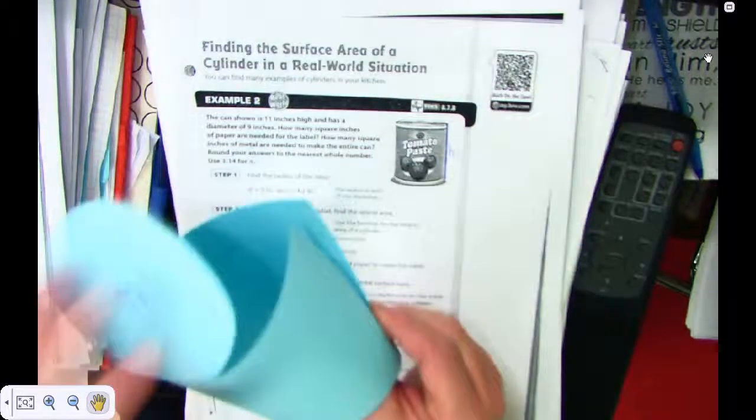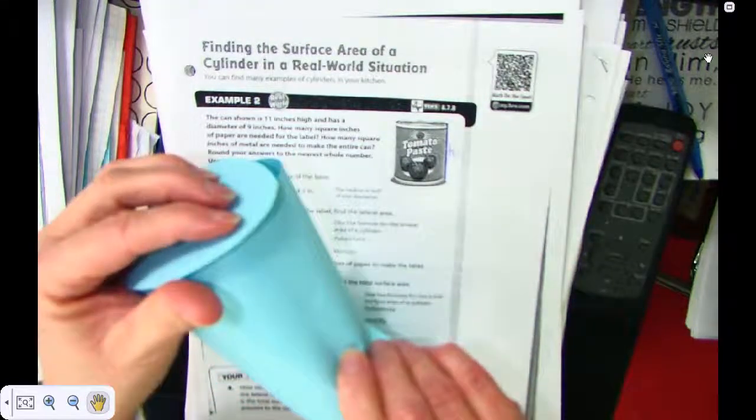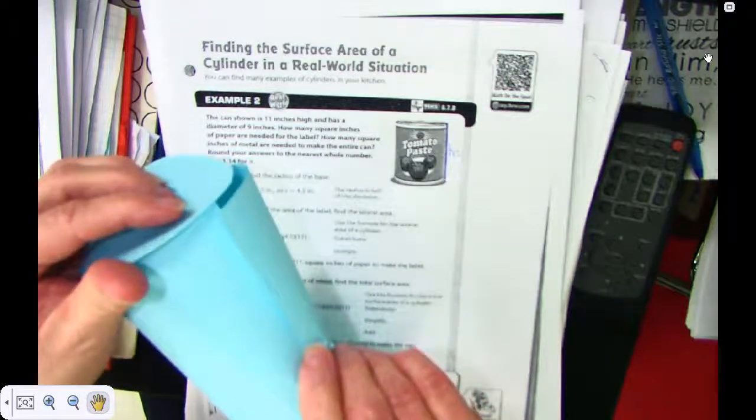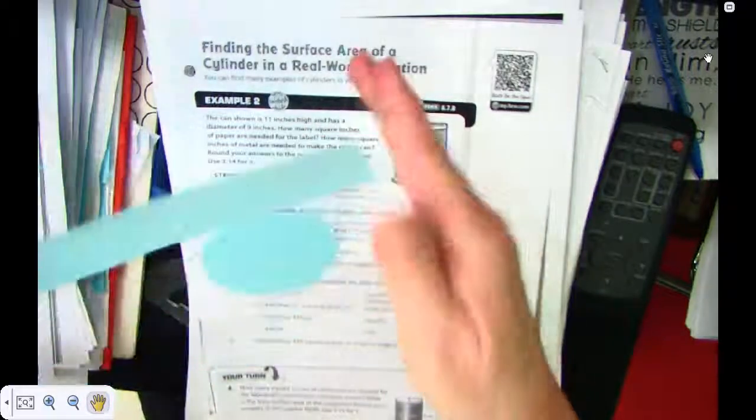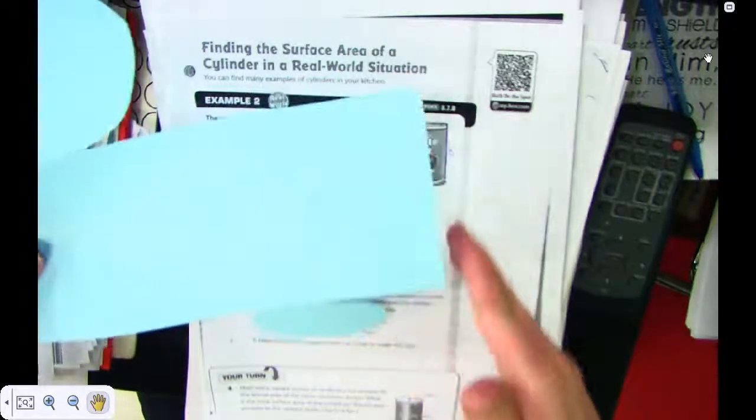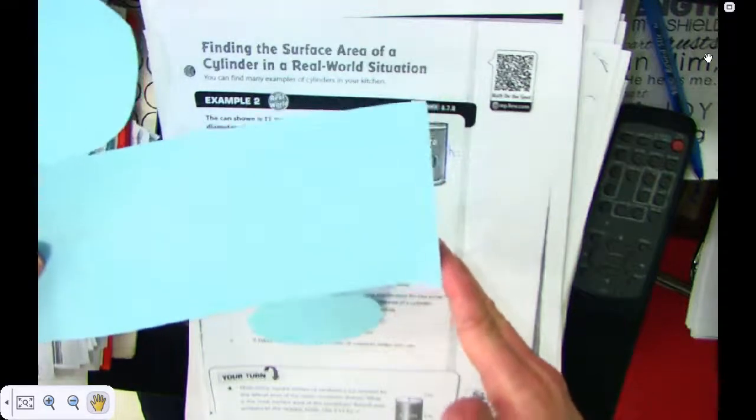Let me do it again because some people didn't see that. When I unfold this cylinder, the height of the cylinder is also the height of the rectangle. Cool? Okay, let me do it for the recording, for the people on the recording. As I unfold this cylinder, watch the rectangle. The height of the cylinder is also the height of the rectangle.